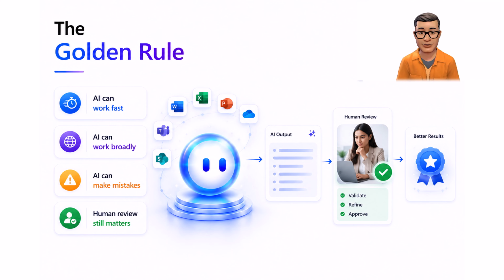Here is the simplest way to remember what we have discussed. Cowork can work quickly. It can work across many M365 services. It can also handle multi-step tasks on your behalf. But like any AI system, it can still make mistakes. So don't think of Cowork as "AI does everything." Think of it as "AI does more of the work while keeping people in charge."